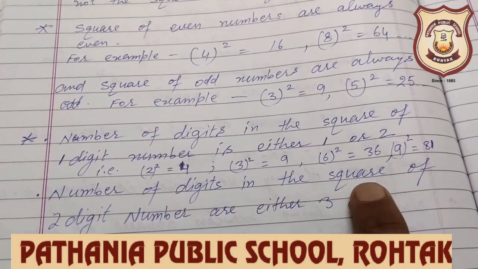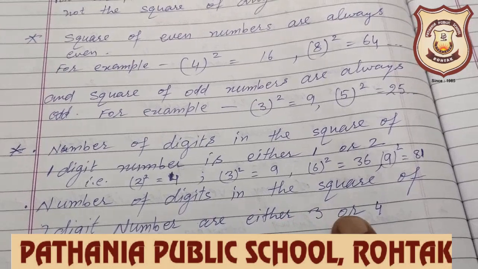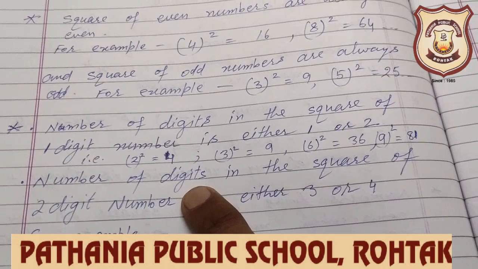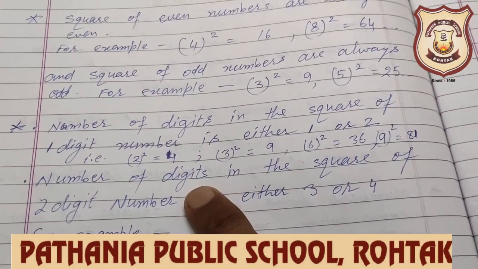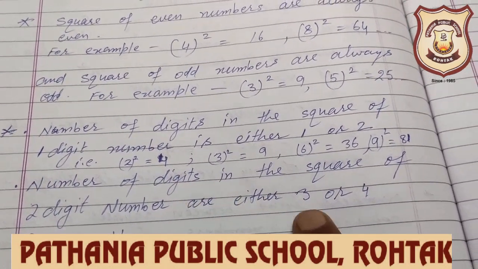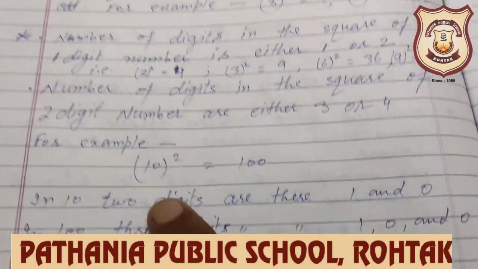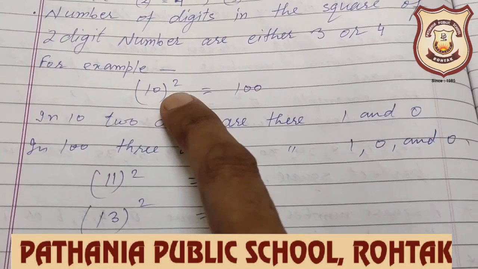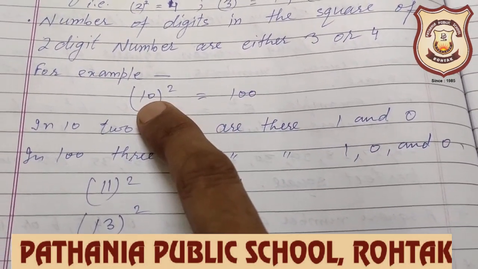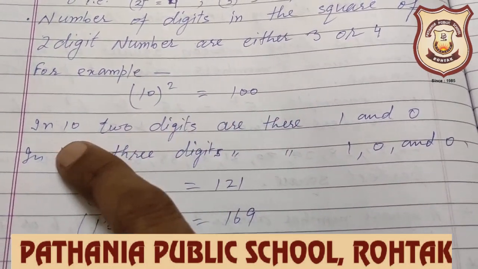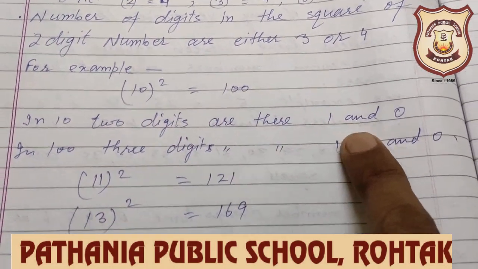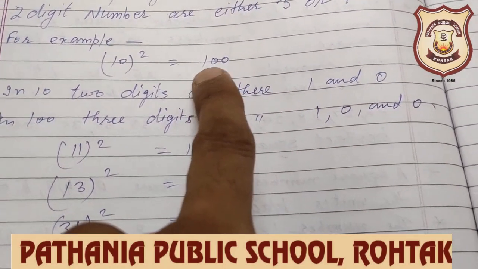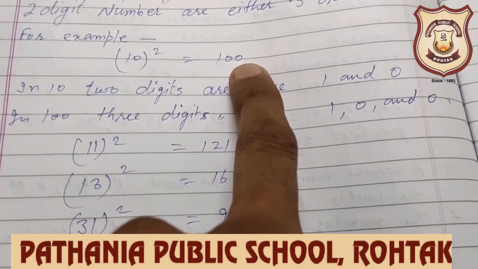Same here. Number of digits in the square of 2 digit numbers are either 3 or 4. Now if we square any number which has 2 digits, the number of digits in that square is 3 or 4. Just like 10. How many digits in 10? 2, 1 and 0. So 10 square is 100. So in the square of 10, 3 digits are there. In 10, 2 digits are there, 1 and 0. And in 100, 3 digits are there, 1, 0 and 0.